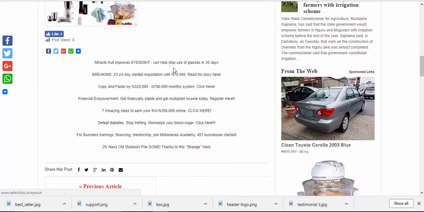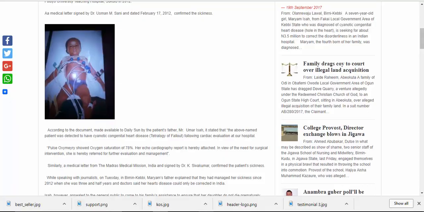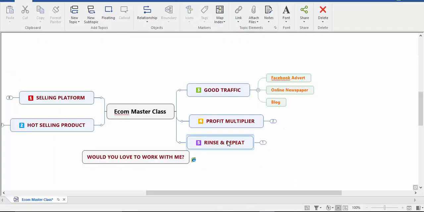These are the kind of adverts you can place. They call them text link adverts. You can see that all these texts are clickable. So you can advertise your product through different online newspaper platforms.